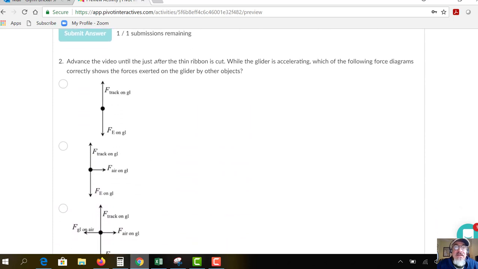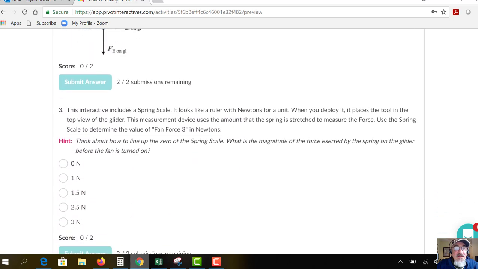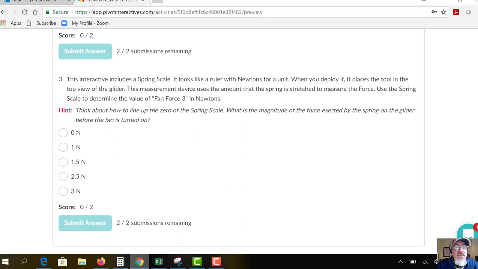Okay, now, actually, maybe think about question 2 first, because we're looking at the free body diagram. So this interactive includes a spring scale. It looks like a ruler with newtons for units. When you deploy it, it places the tool in the top view of the glider. This measurement device uses the amount that the spring is stretched to measure the force. So it's basically a spring scale.